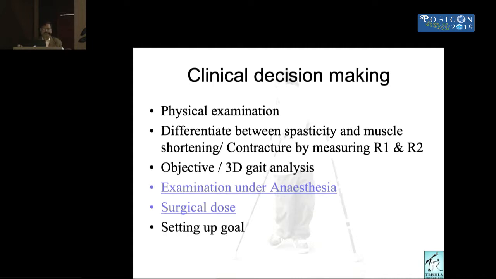And ultimately, examination under anesthesia is very important. Sometimes when we are evaluating the child, the child is very afraid in the chambers, and it does not give correct measurements of how tight the muscle is. The surgical dose will depend upon the objective gait analysis and examination under anesthesia. And we have to set up the goals, what we require.